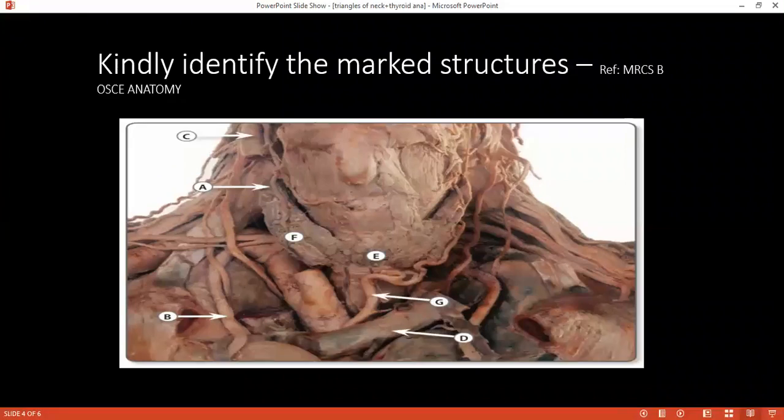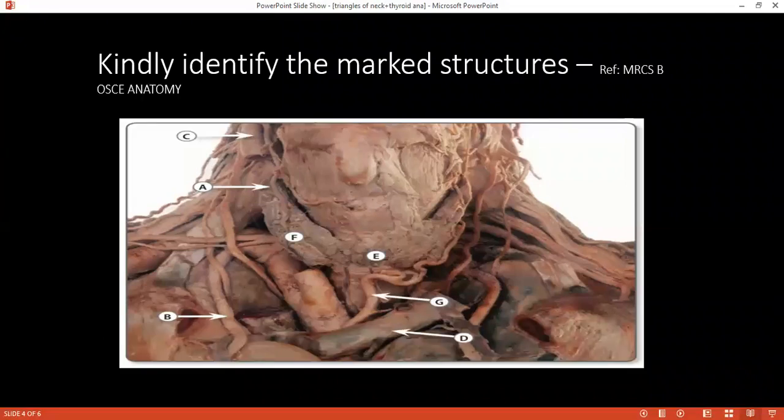Okay. Can you tell me what is the lymphatic drainage of the thyroid and why is it important? I'll come back to this question later on. Yes. Can you please identify number C over here? Number C seems to be the cut surface of the external carotid artery. Okay.